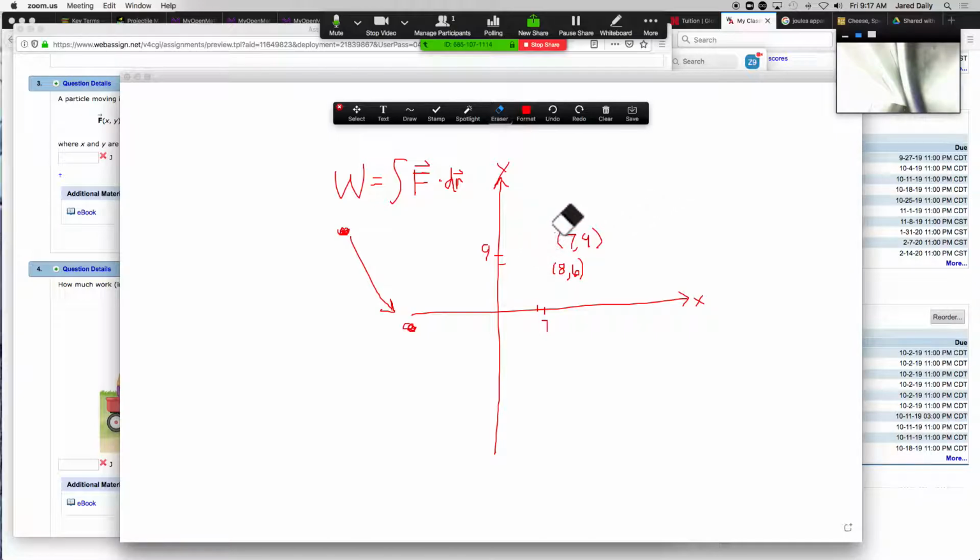You don't seem to be able to erase one of them. I'll just erase both of them and draw it again. That's easy enough. So we're going from 7, 9 to 8, 6, so it's actually out here, right? 8, 6. There we go. So we're going this way. But this d, this derivative here, means we're taking steps.